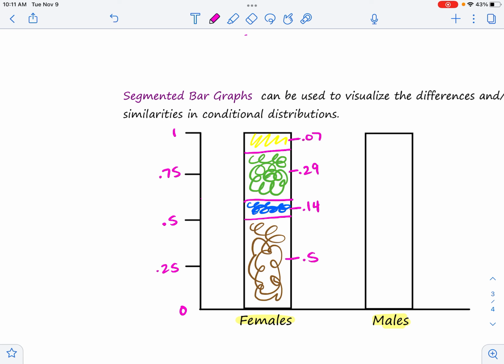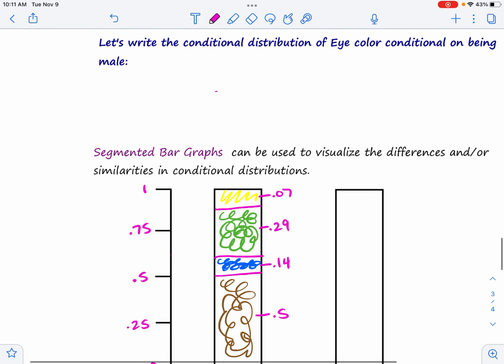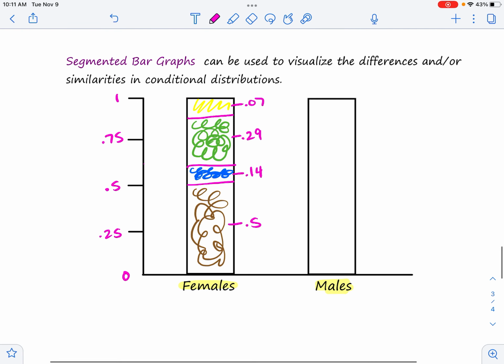Now I want to do the same thing for the male. So I'm going to find their proportions. 2 out of 7 is 0.29. 3 out of 7 is 0.43. And 1 out of 7, both the next ones are 0.14, 0.14. So starting with brown, we go up to 0.29. So brown is about right here. And this is 0.29.